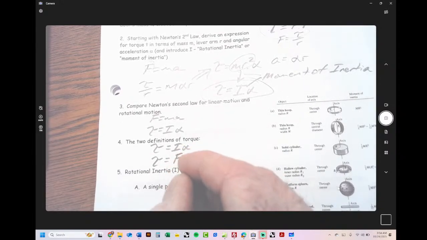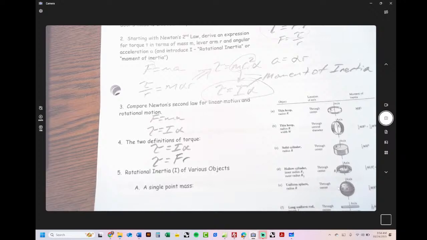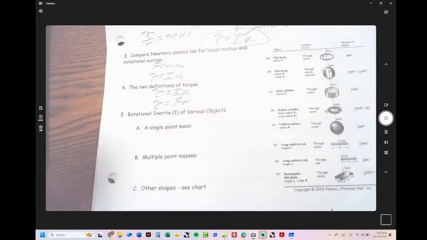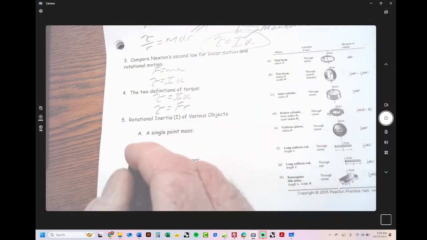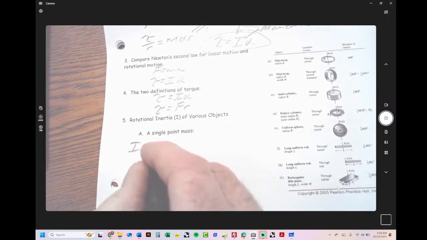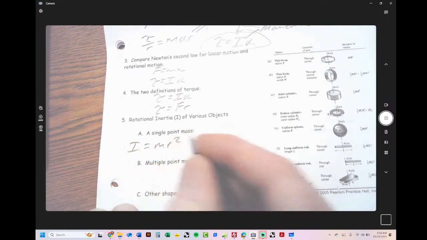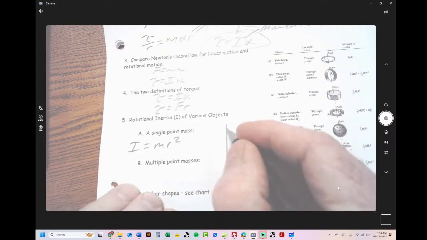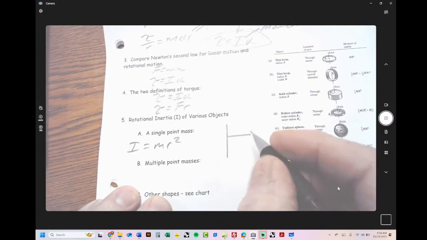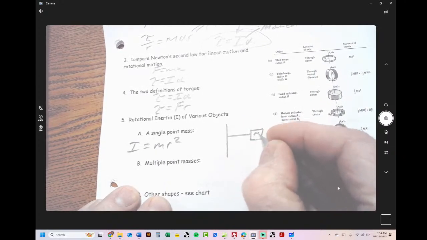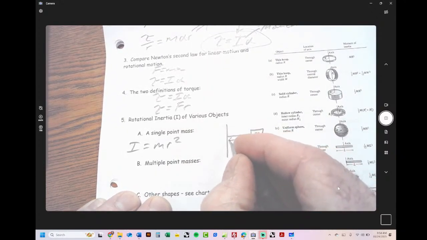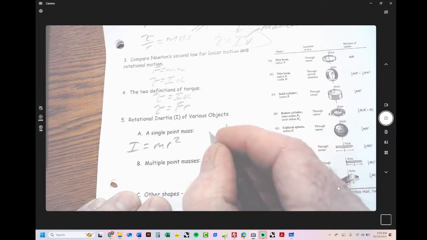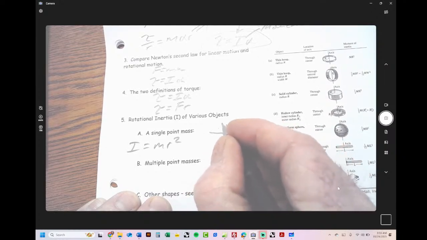Force times radius, or radius times force. Okay, rotational inertia of various objects. I'm redrawing now what I drew on the board right over there. So for a single point mass, I equals mr squared. And that would look like this. Here is a single point mass with a mass of m, and the radius is r, and it's rotating around this axis like so.